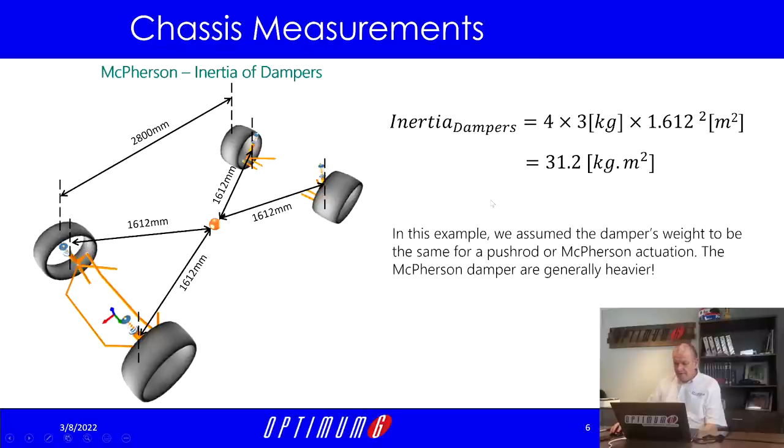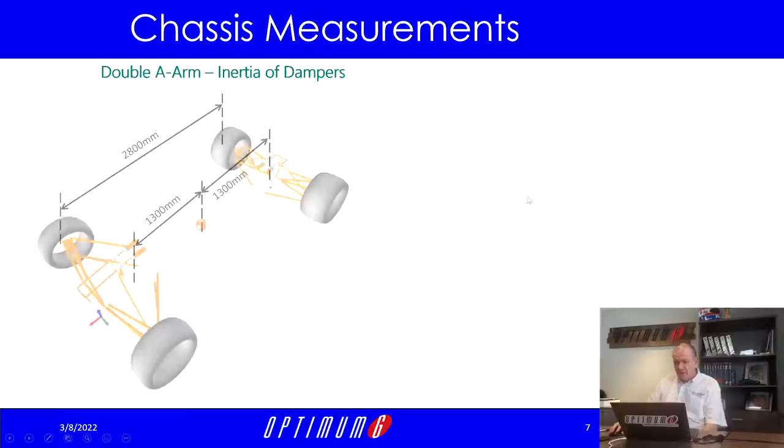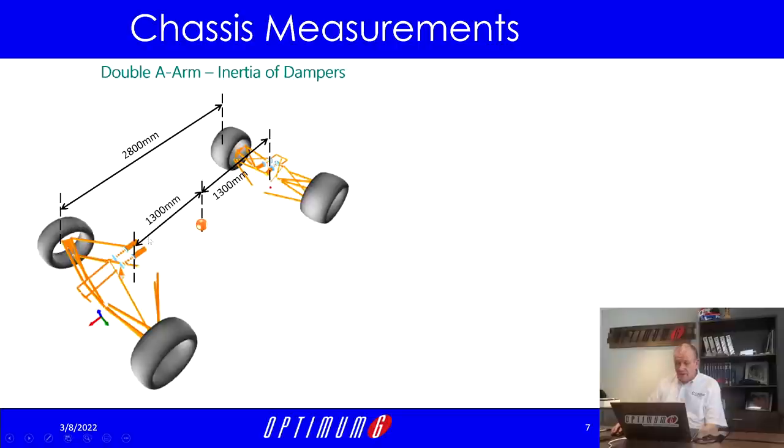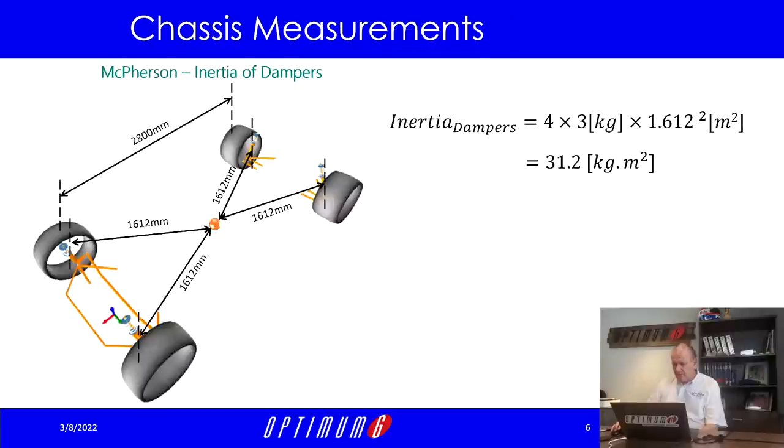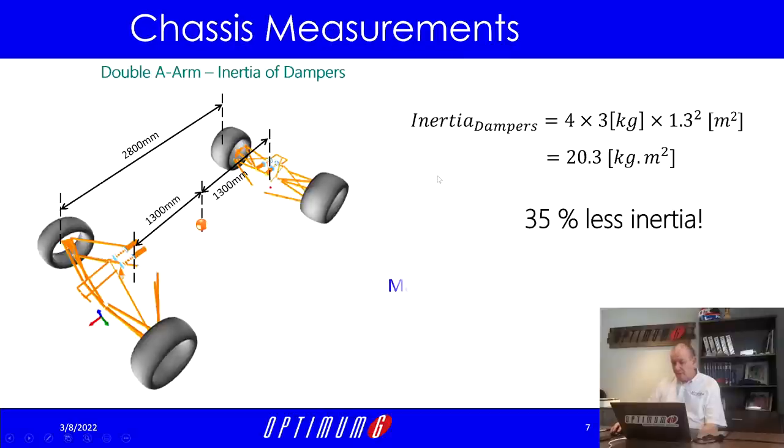We're going to consider the same weight, whether you have Pushrod or Macpherson and so on. So now if you take a double A-arm, look at that. What I made is making sure that the front damper are to the rear of the front axle and the rear damper are on the front of the rear axle. And then look at that. The inertia is now 20.3 instead of, what did we have? 31.2. So the difference is 35% less inertia.